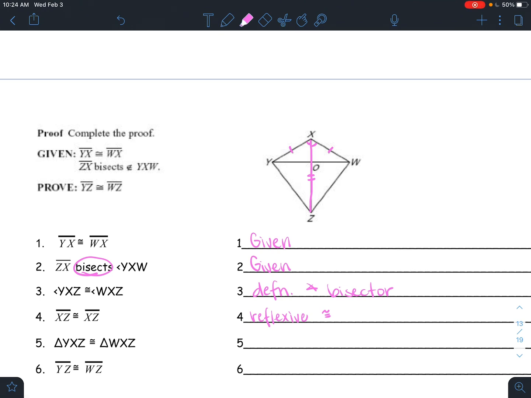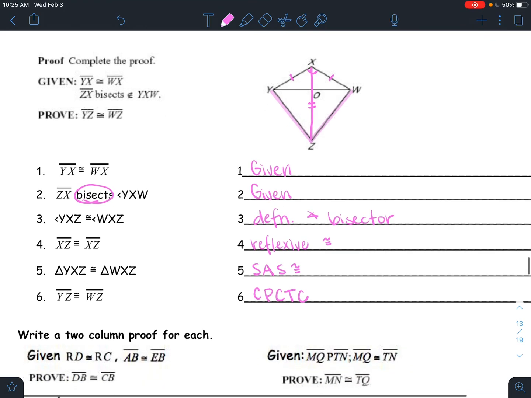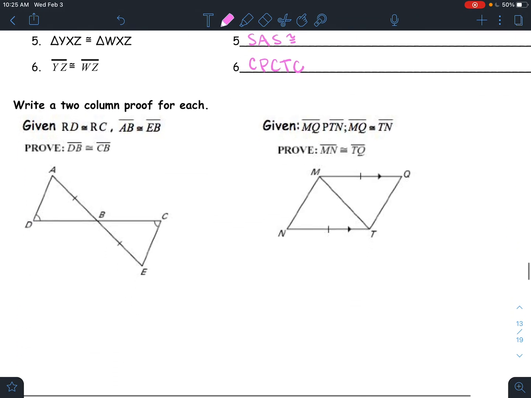And looking back at our statement here, we are trying to prove that YZ is congruent to WZ. So what we're looking at here is the left half and the right half. We can essentially ignore that connector between Y and W. And by looking at what we have here, I know that the left half, YXZ, is congruent to the right half, WXZ, by side, angle, side congruence. And if those two triangles are congruent, then YZ and WZ are congruent because corresponding parts of congruent triangles are congruent. So we're looking to find some triangles that are congruent, and then we're going to use the fact that they're congruent to prove other things to be true.